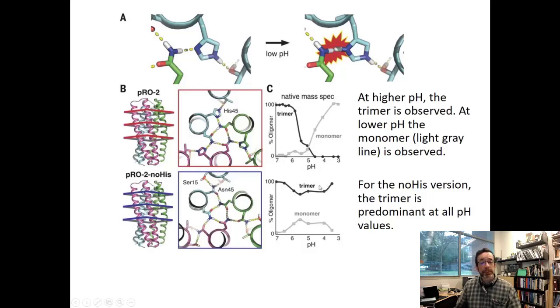For the no-his version, the black line stays pretty much the same. The trimer concentration just stays there. It doesn't care that you are reducing the pH. It's stable because it doesn't have the histidine to be protonated.